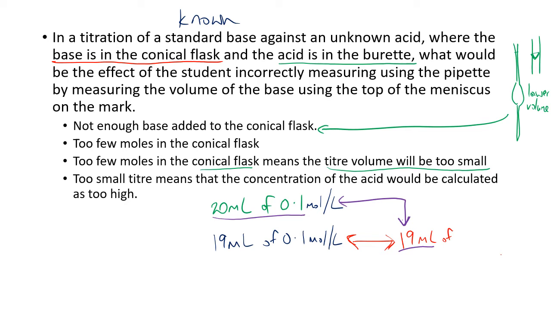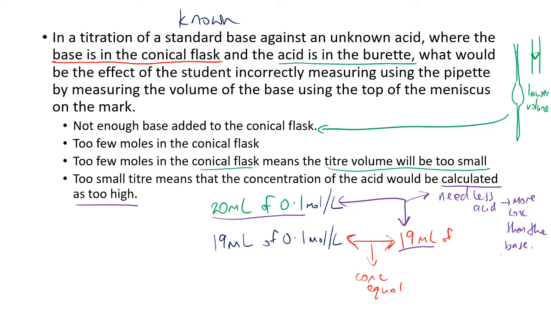Okay, so if it's equal, then I say, okay, well then the concentrations must be equal, right? But since this one here you need less acid, that means that it's going to be more concentrated than the base. Okay, so if the volumes were equal, then you'd say the concentration was equal, right? If this one is lower, then you'd need less acid, therefore the acid is more concentrated than the base, right? And therefore your calculated concentration would be too high. Okay, it's a bit complicated. You need to just follow it along as best as you can.